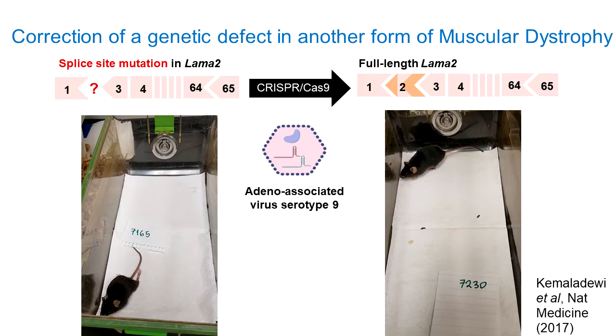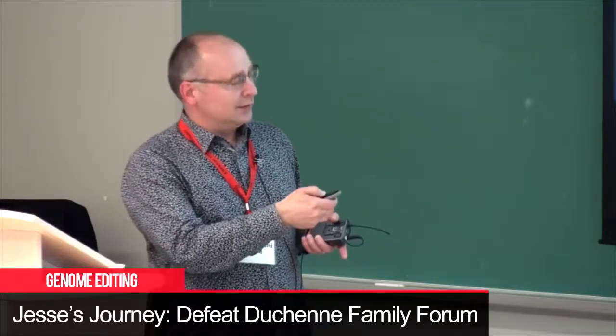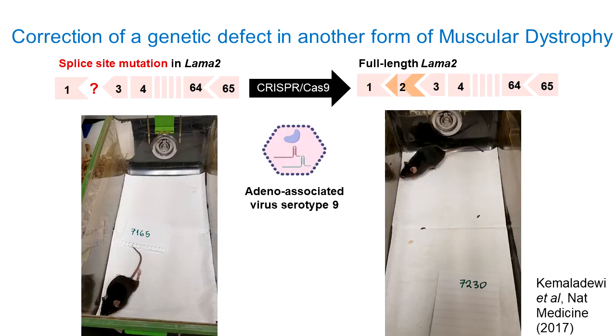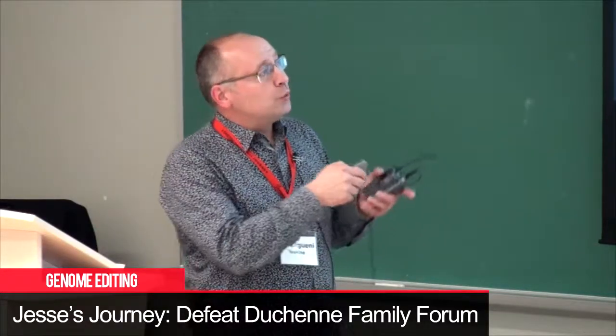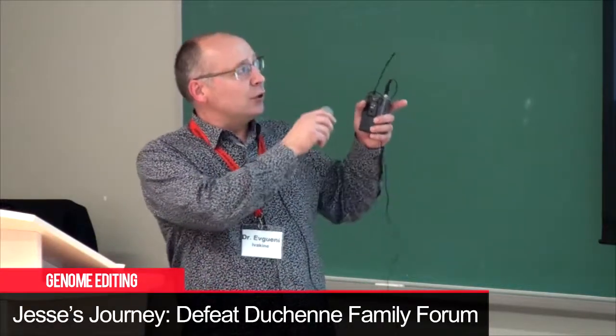So this mouse, 7165, has a disease. You can clearly see hind limbs paralyzed. We use CRISPR, and that's what happens. We are able to completely rescue mice that are paralyzed and have skeletal muscle abnormalities. Now they can move around, and they're indistinguishable from wild-type mice.